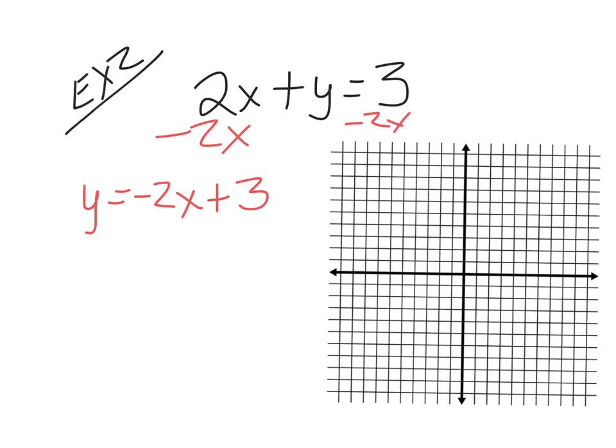What's my y-intercept? So 1, 2, 3, put a dot. What's my slope? So I go down 2 over 1. And graphed. That's it.